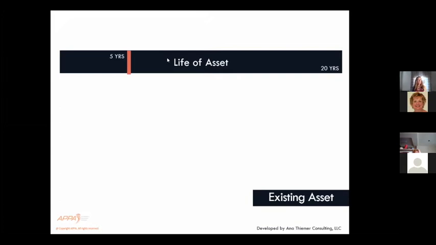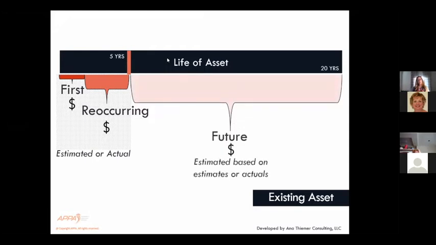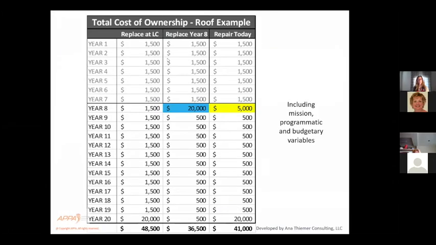So if we have this life of an asset and it's 20 years old, we have our first cost plus our recurring costs. And this is what has actually happened. We can still use estimates on that, but ideally we want to use actuals. And then over the life of the asset, we have future costs. Those are estimates based on estimates or actuals as well. So we've got our past plus our future cost to get to our existing asset.